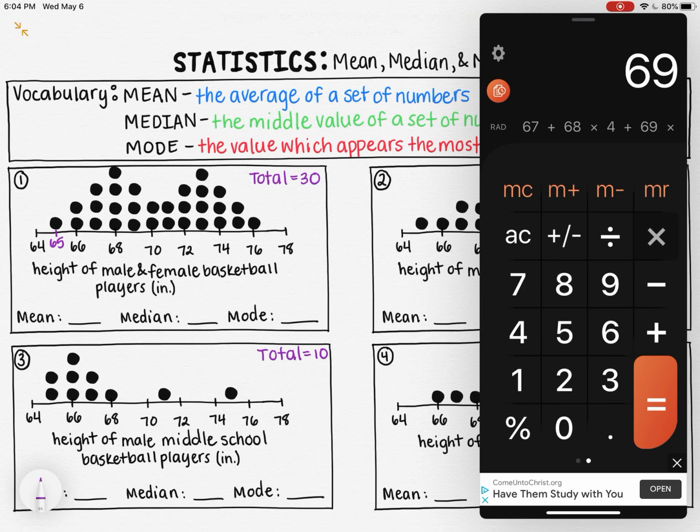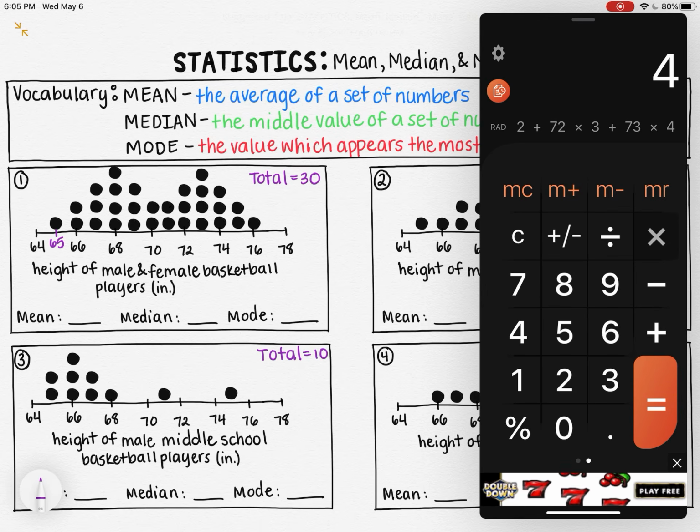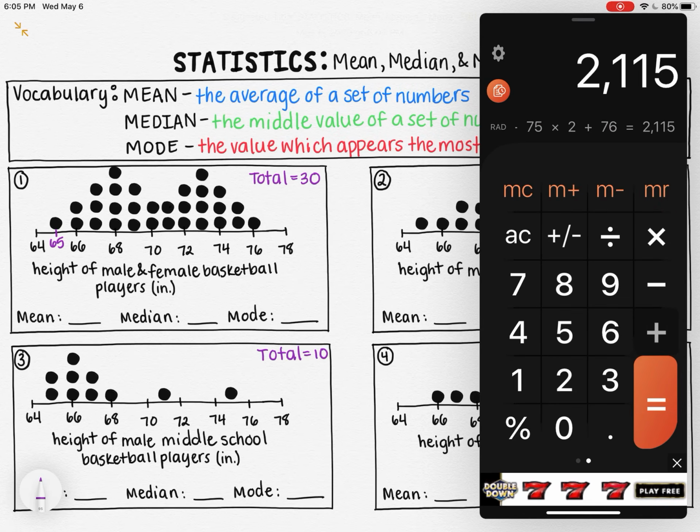At 68, there's 4 dots, so I'll add 68 times 4. And then at 69, there's 3 dots, so I'll add 69 times 3. At 70, there's 2 dots, so I'll add 70 times 2. At 71, there's 2 dots, so I'll add 71 times 2. At 72, there are 3 dots, so I'll add 72 times 3. At 73, there are 4 dots, so I'll add 73 times 4. At 74, there are 3 dots, so I'll add 74 times 3. At 75, there are 2 dots, so I'll add 75 times 2. And then at 76, there's 1 dot, so I'll add 76 one time.